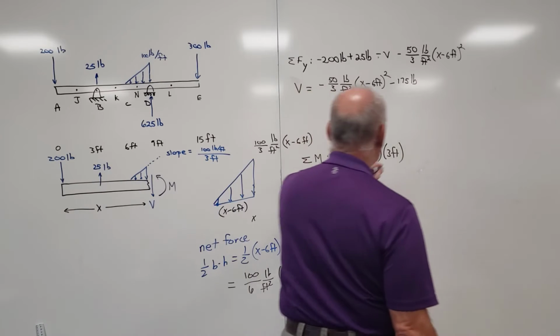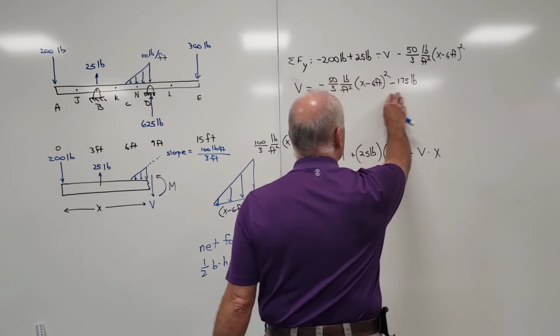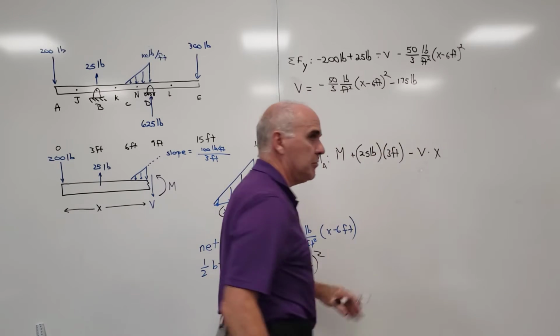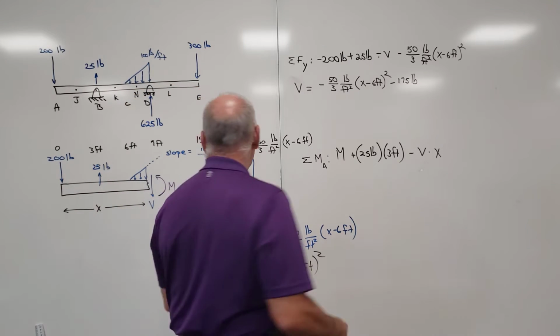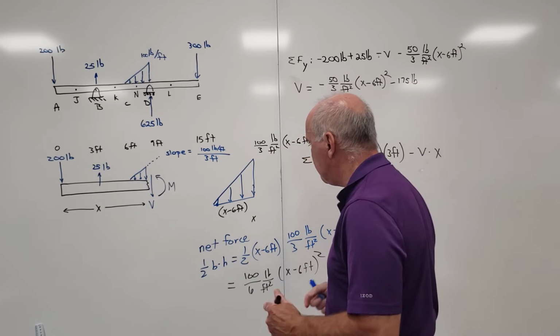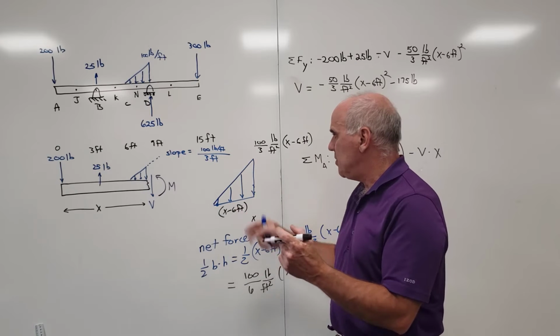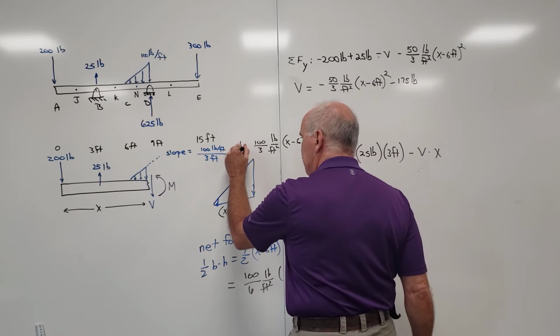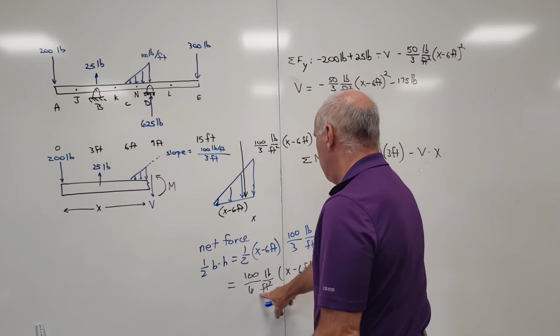All right, and then minus V times X, and V is this lovely equation up here. I'm just going to leave that alone, keep it like that. But then I've got this force. Now here's where life gets interesting, because we have to remember that the force is at the centroid of the shape. So the force is, say, right here. And that force is right here.